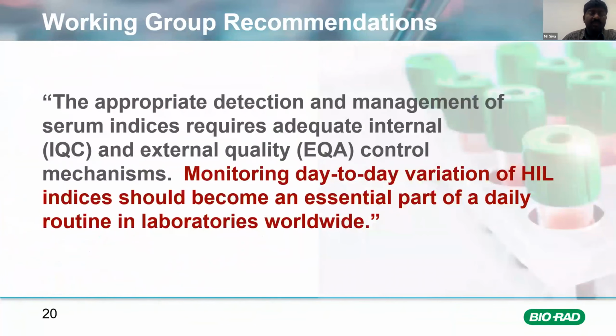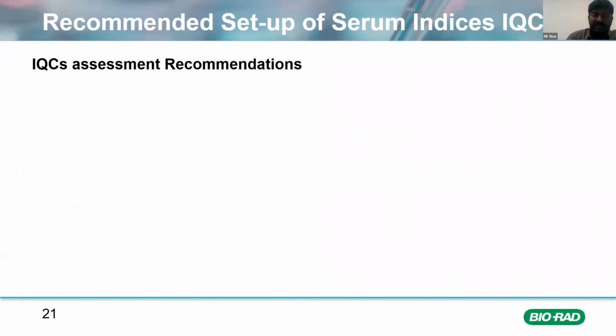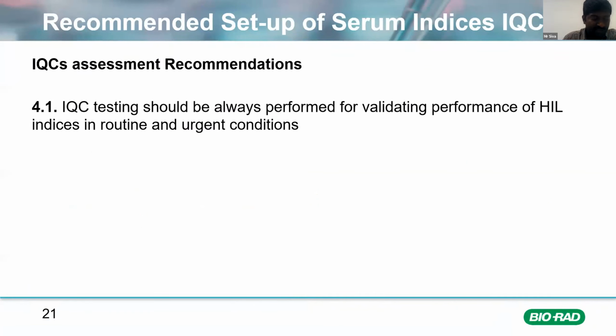Okay. So through this EFLM guideline, what they try to explain is that the appropriate detection and management of serum indices requires adequate internal quality control as well as external quality control. It also explains monitoring day-to-day variations of HIL indices. Should it become an essential part of a daily routine? If so, how laboratories need to adapt this process and how to get that evaluated when comparing with the worldwide peer group. So all that was there. And there is a set of recommendations, one by one. Let me just take you through. Let me read them out for your easy understanding.